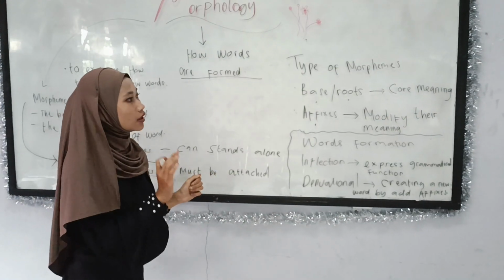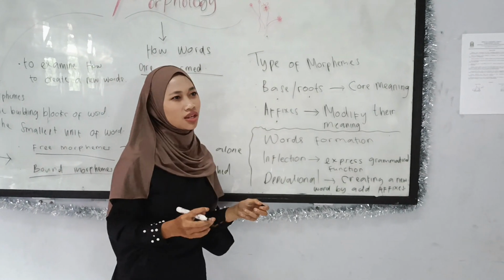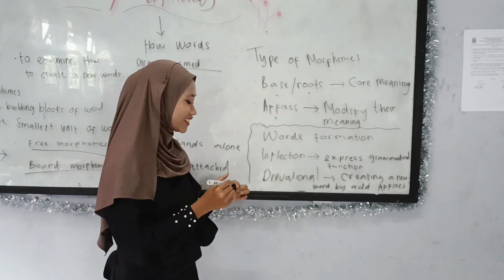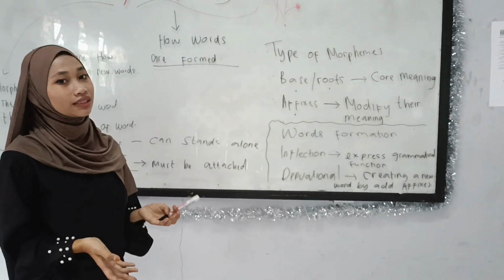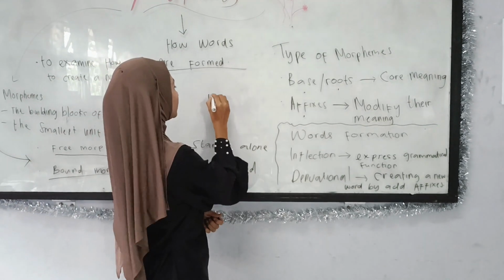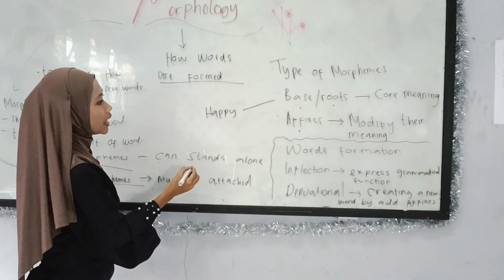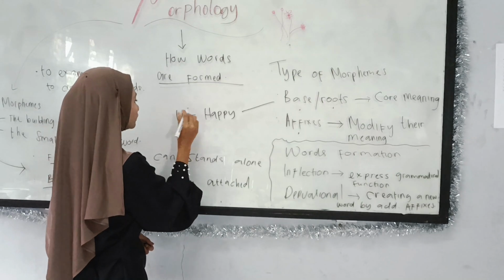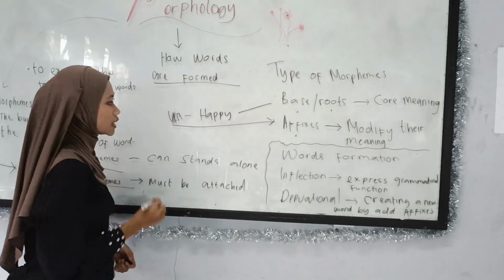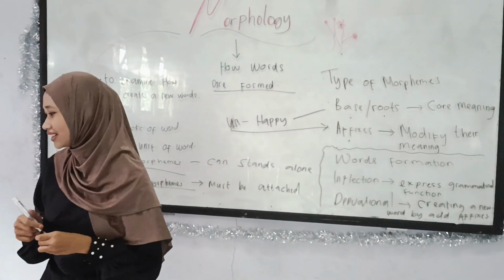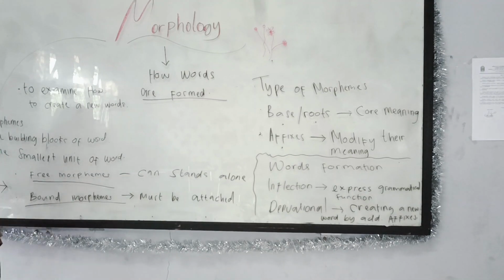So I have the types of morphemes here: base, roots, and affix, the three. Base and roots are not that different. Base and roots mean the core meaning, and affix is to modify the meanings. For example, happy is the base or root. And when we add un, actually it's un, right? You see that? Un belongs to affix. Unhappy, you're sad.